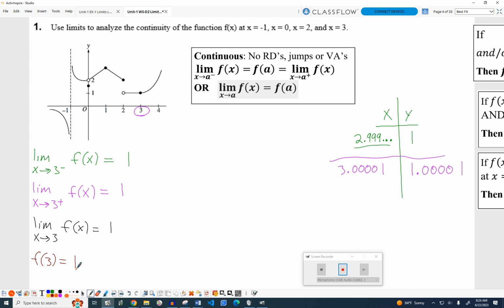So I write, since the limit as x approaches 3 of f is exactly the same as f of 3, f of x is continuous at x equals 3.